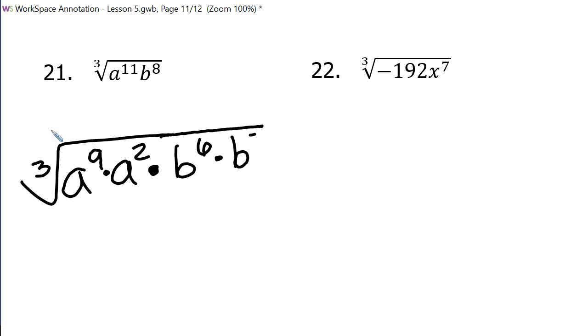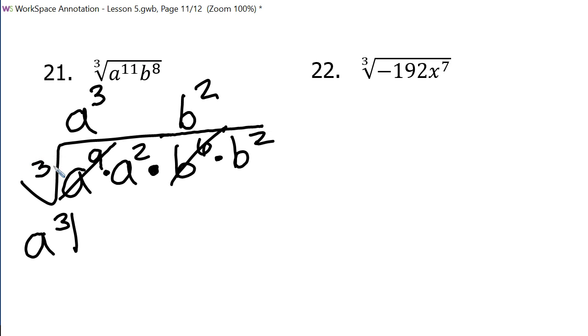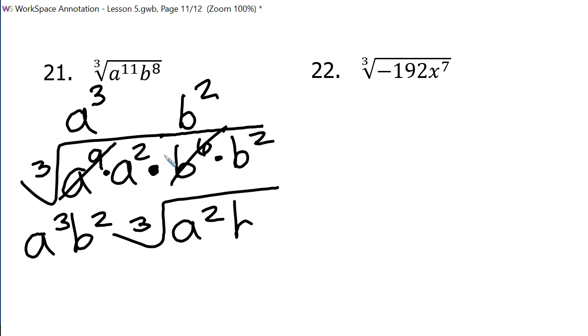Now mark out the a to the 9th. What's the cube root of a to the 9th? A cubed. Mark out b to the 6th. What's the cube root of b to the 6th? B squared. So this would be a cubed, b squared, cube root, and what's left under the cube root? A squared, b squared.